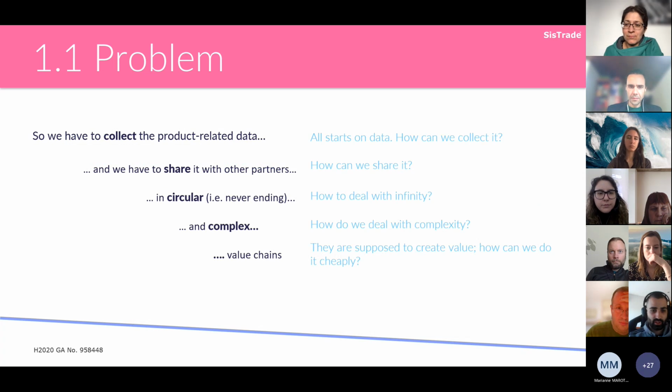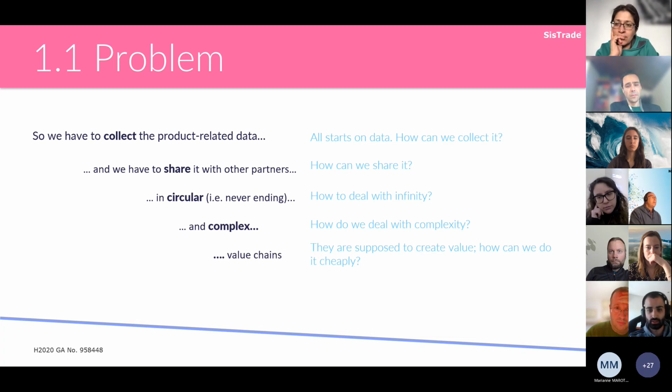So we have to collect the product-related data, and we have to share it with other partners in circular and complex value chains. So we need to know what we can collect and how we can collect it. We have to share it, so we need to know how we can share it in circular and complex value chains. So we need to deal with infinity and deal with complexity, and at least value chains. We need to do it so as not to cause loss of value for the company, and do it cheaply.